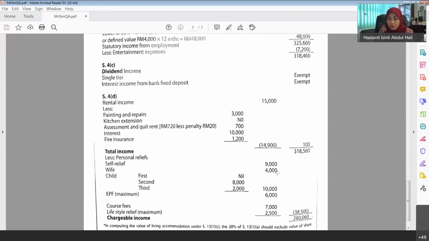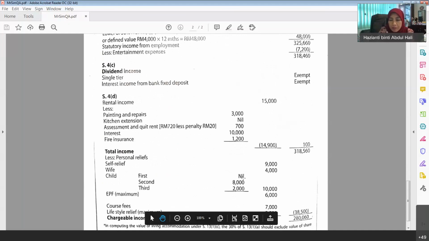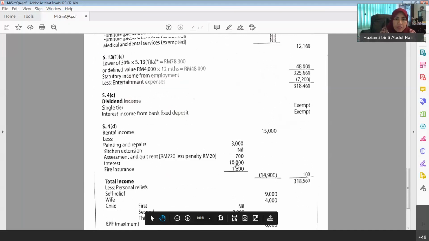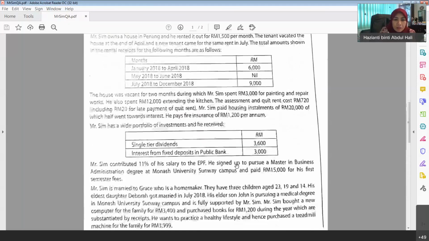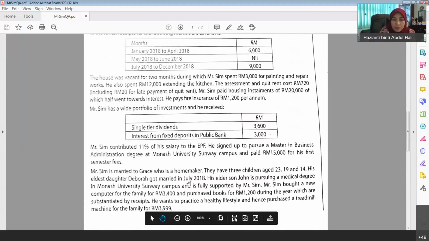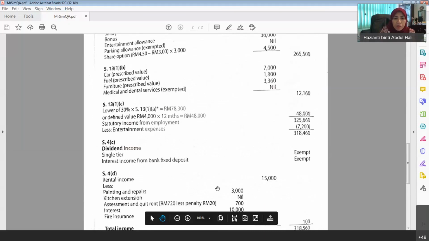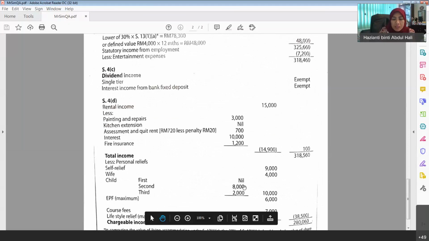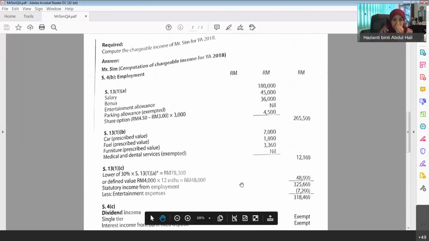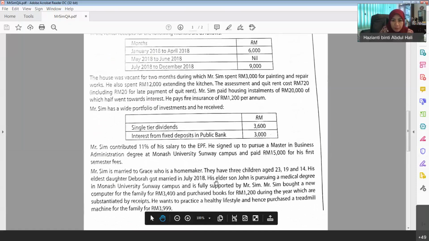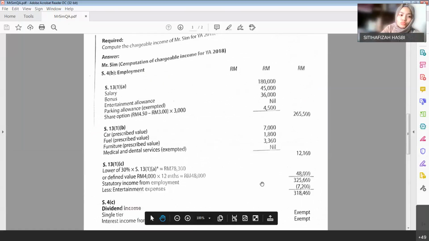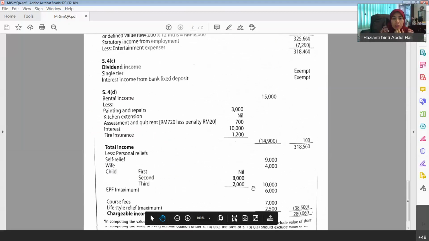Wife relief is 4,000 because the wife is a homemaker, so there is no income, the husband can claim wife relief. The first child, none, because the first child got married. The second child, the eldest son, medical degree. Studying a degree, we know degree would be 8,000. And the third child, born 2014, age 14, is in school, so that would be 2,000.